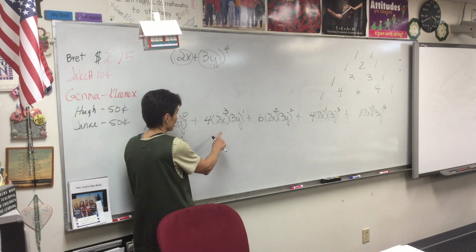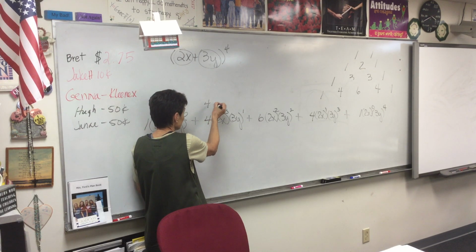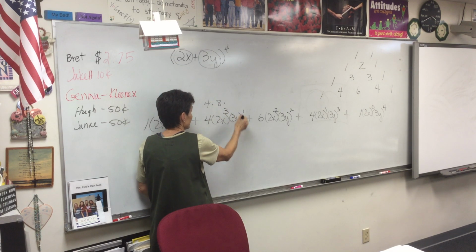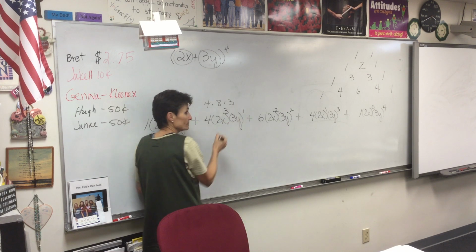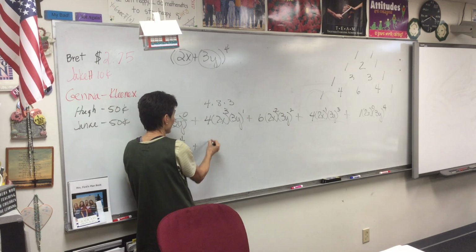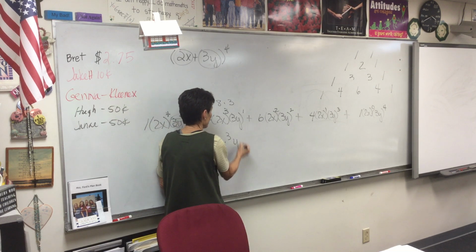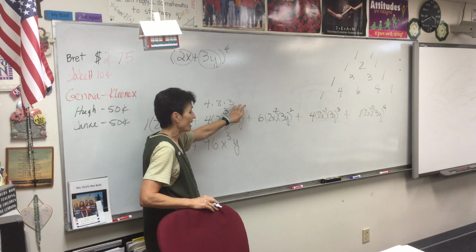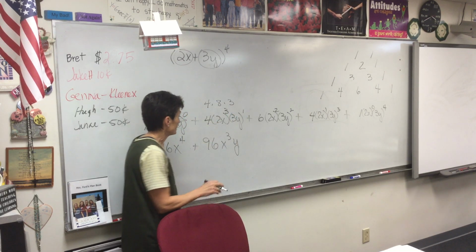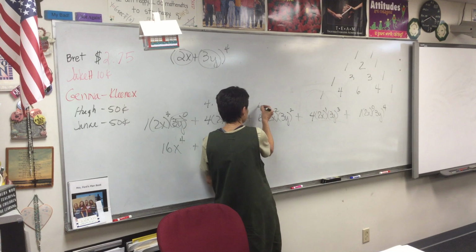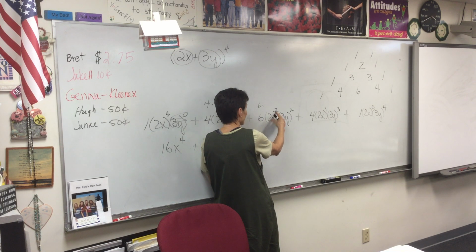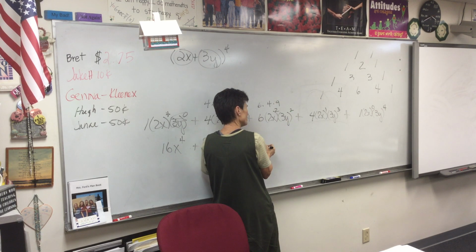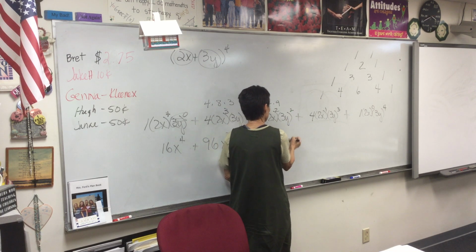Same thing here. I have a 4. What do I have here? 3. 8 and a 3. So that term is going to be 96x cubed y, because I have to multiply the 4, the 8, and the 3. Same thing here. I have a 6 and a 4 and a 9. What is that? 216 x squared y squared.